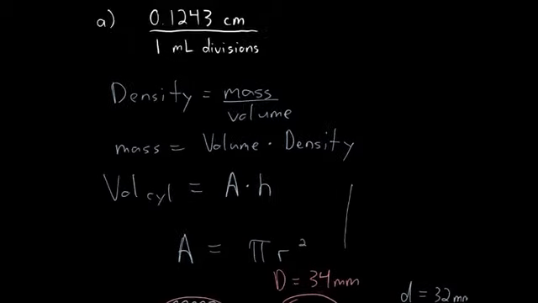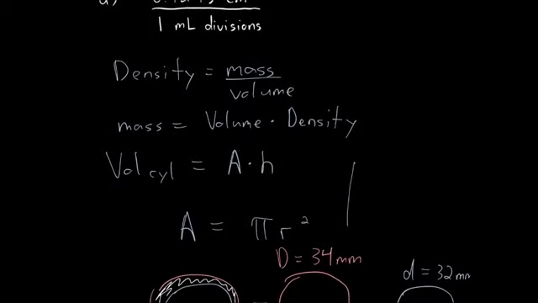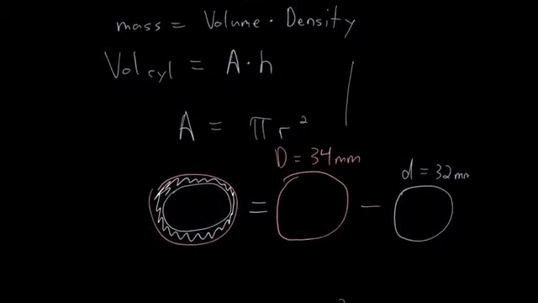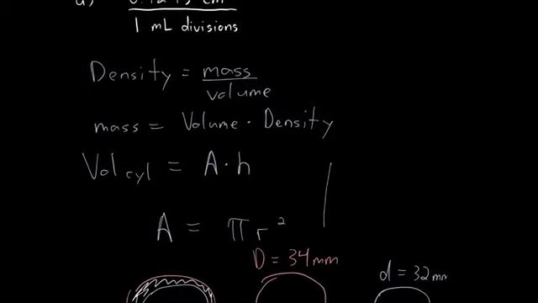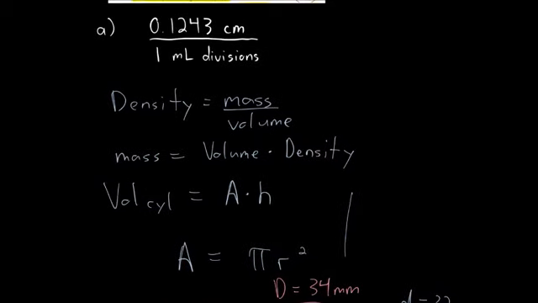Let's see, mass equals volume times density. Or actually, we solved for the area of our cylinder, but now we need to solve for height. So to solve for height, we can use our answer from part A, which is this portion right here, the 0.1243 centimeters per 1 milliliter division. Because our cylinder is 100 milliliters, it's going to have 100 one milliliter divisions.